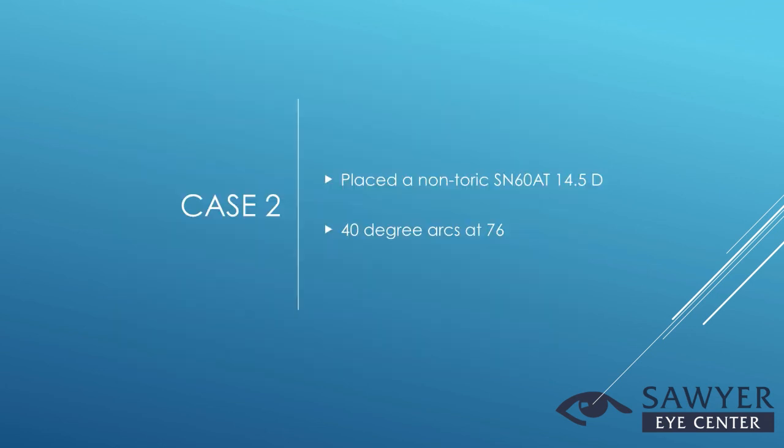I placed a non-toric lens, an MA60AC, since he was a hyperopic LASIK patient, at 14.5 diopters, as my IOL Master was saying to put in. And I decided to make a couple of arcs at 76 because I wasn't really sure if I should trust my planning software or not. And arcuate incisions, I use laser for it, and they're very forgiving. So I thought it's not going to cause too much of a problem if I put those in.